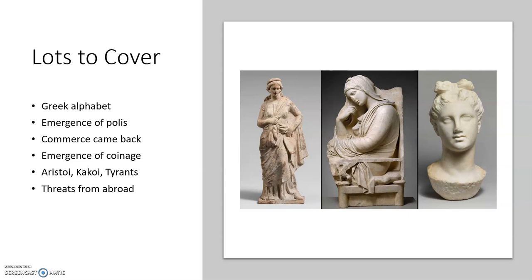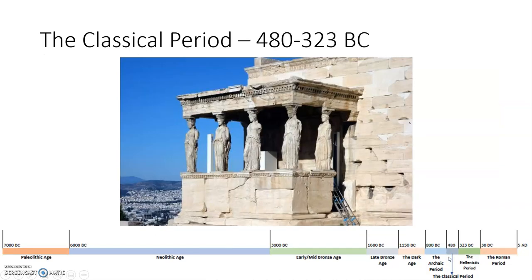Threats from abroad are what brought this period to an end. The classical period begins with threats from abroad. Persians from modern-day Iran and Iraq, under Cyrus the Great, overtook Greece. They chose to absorb Greek culture rather than destroying it.